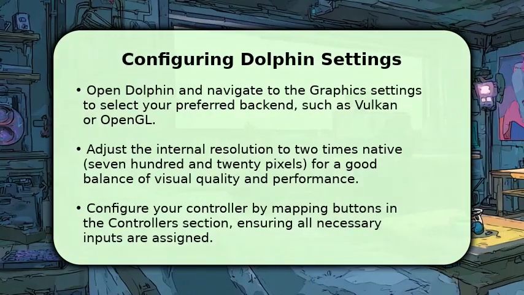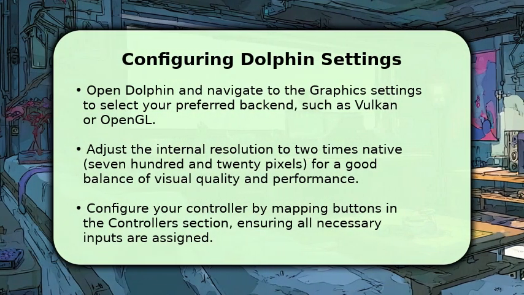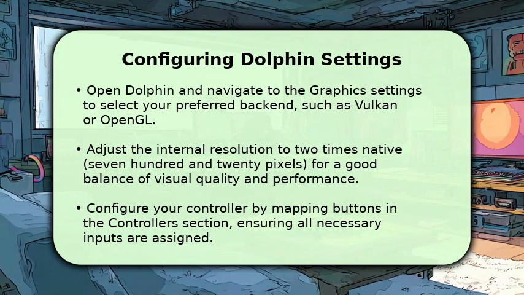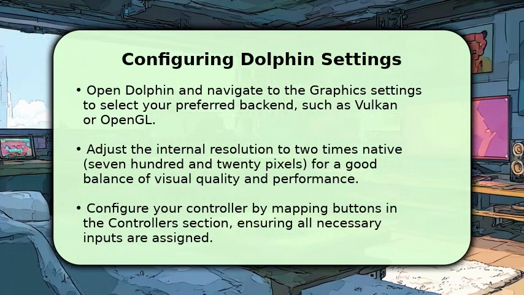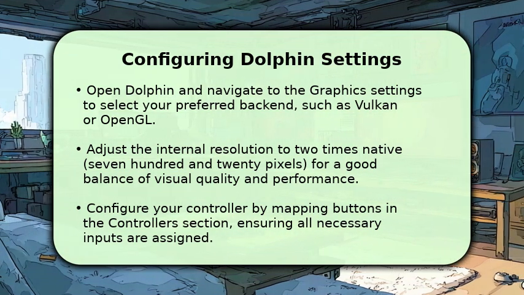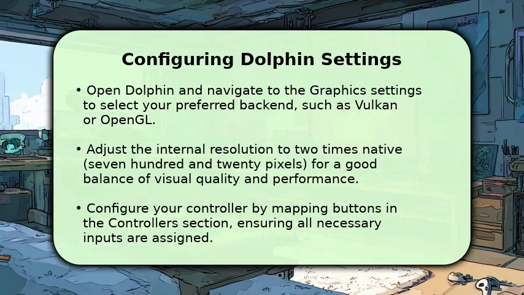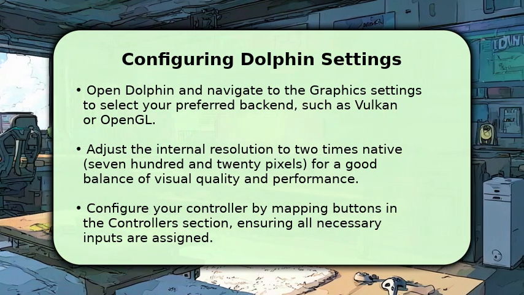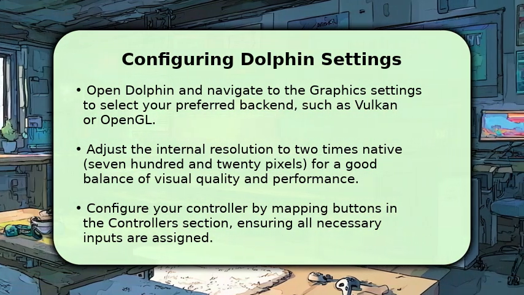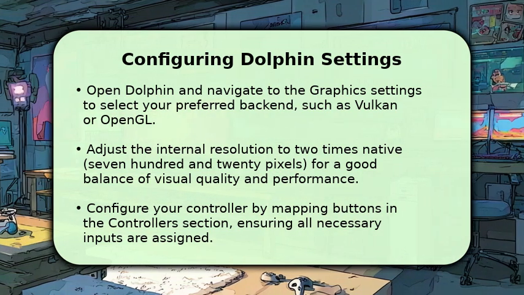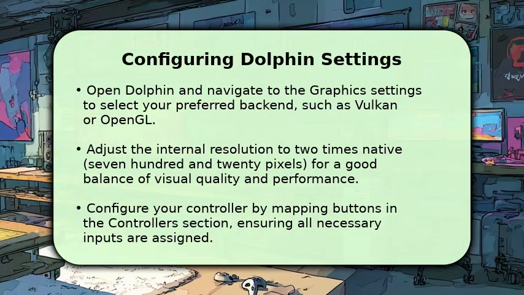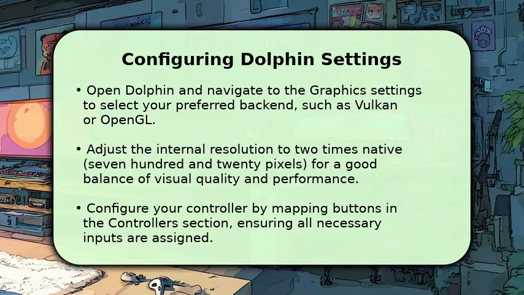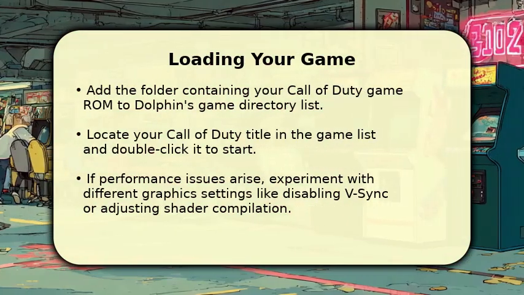Once Dolphin is installed, open it up and head to the graphics settings. Here, you can choose your backend. Vulkan or OpenGL are usually excellent choices. For a great visual experience without sacrificing too much performance, try setting the internal resolution to 2x native, which is typically 720 pixels. Don't forget to configure your controller in the Controllers section, mapping all the buttons just how you like them. Now it's time to load your game.